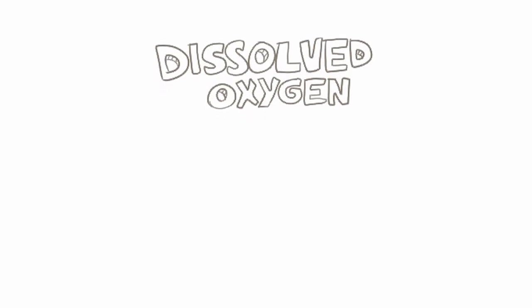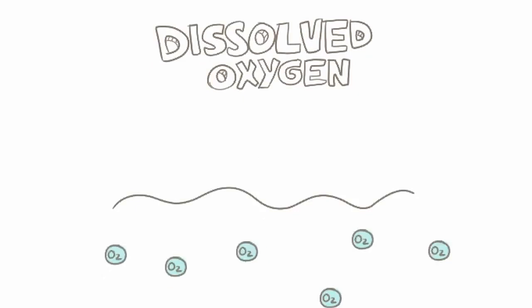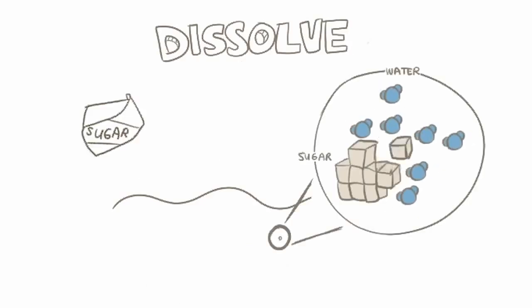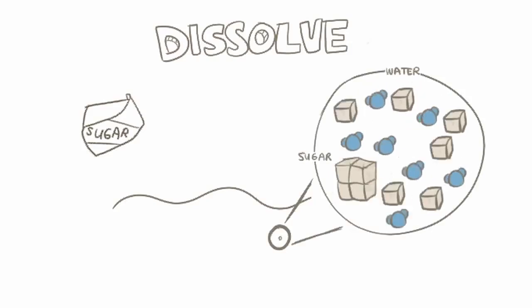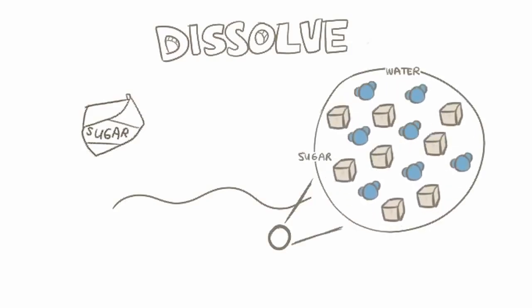Dissolved oxygen is just what it sounds like. It's oxygen that's dissolved in water. But what does it mean for something to dissolve? If you've ever mixed sugar and water, you've noticed that the sugar seems to disappear. But what really happens is that the molecules of water mix with and surround the sugar molecules, breaking up the large sugar granules to make a sugar-water mixture.